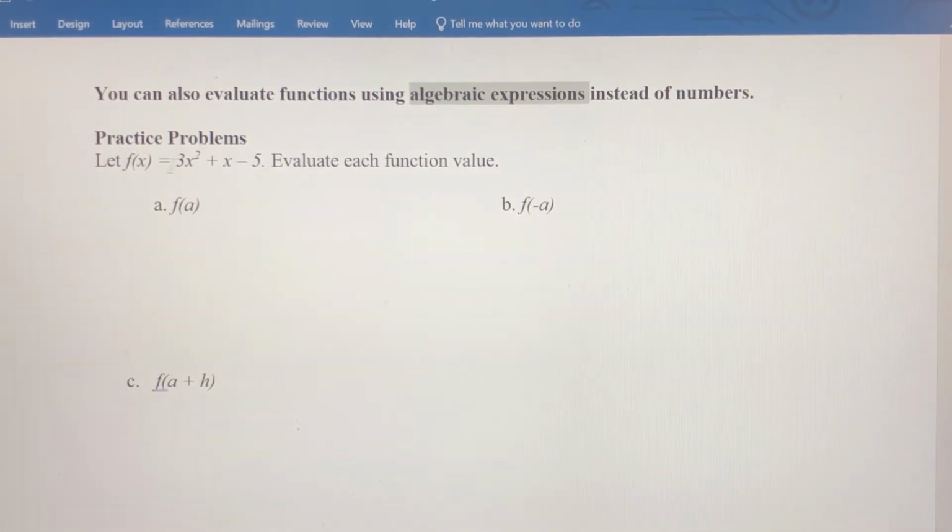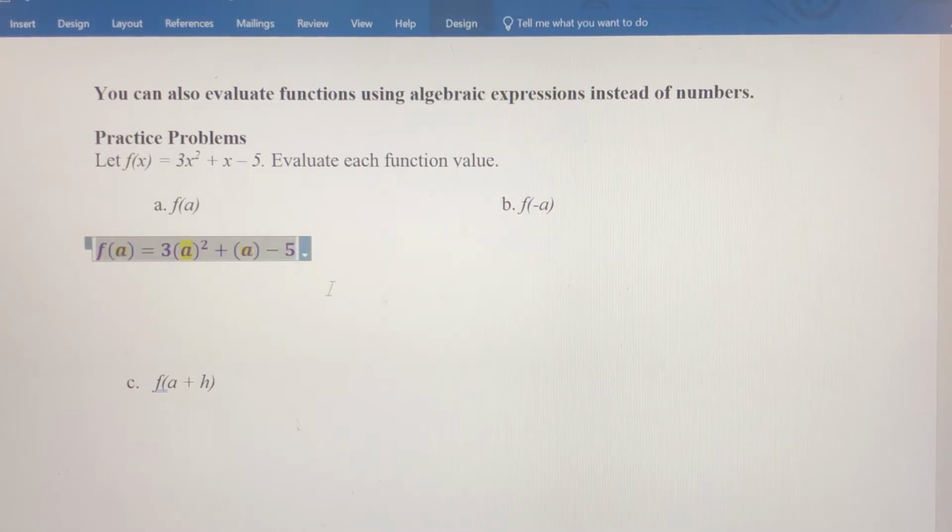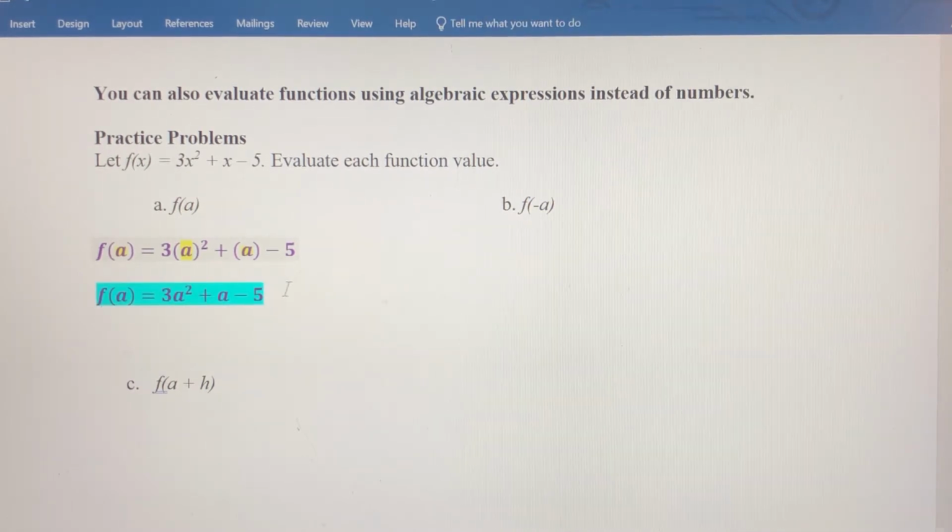Let's evaluate this function, same function from the previous video. We're going to replace x with a this time, okay? So everywhere we see an x in my original function, I'm going to replace that with a, okay? Just some real basic cleanup here. So f of a is going to equal 3a squared plus a minus 5. So notice it's the exact same function, we're just using a different variable, okay? So nothing really difficult about that. There's nothing really to simplify other than squaring this a to get rid of the parentheses, okay?